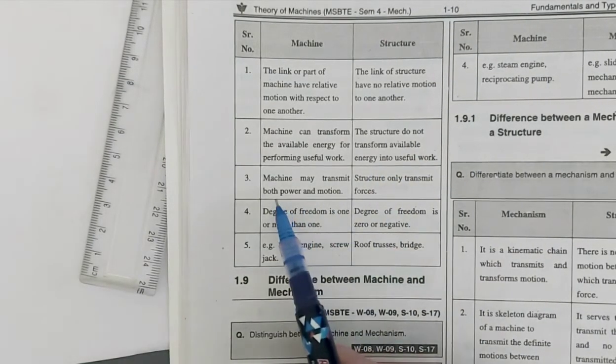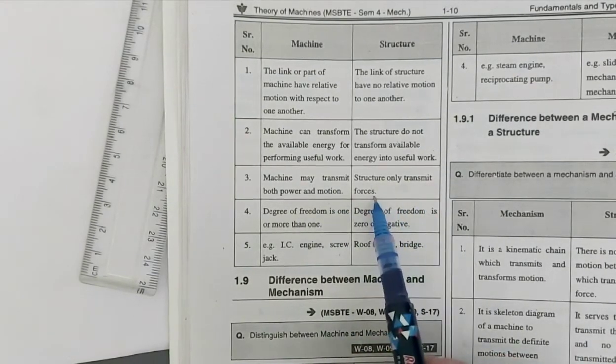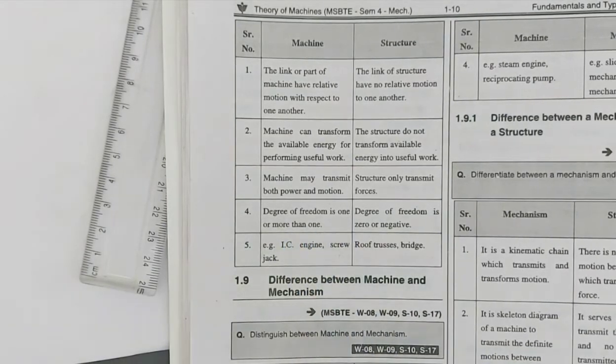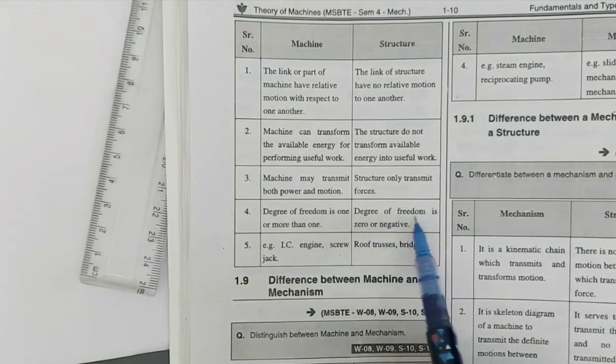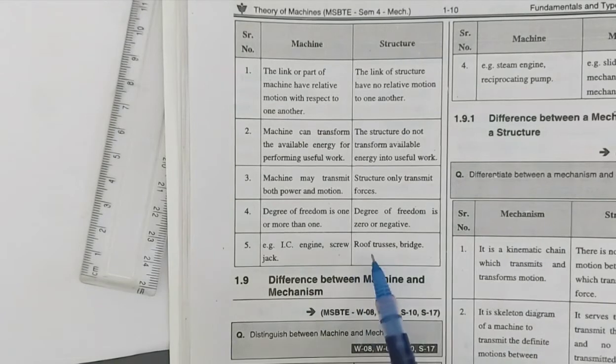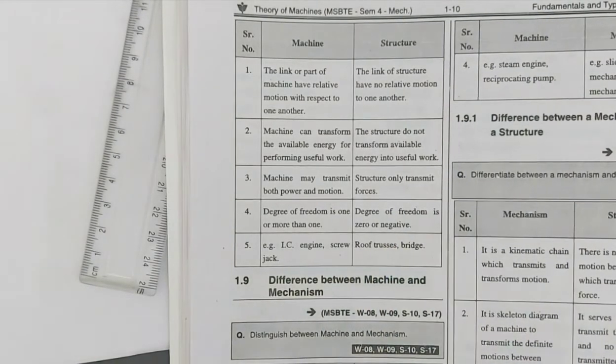A machine may transmit both power and motion. A structure only transmits forces. In a machine, the degree of freedom is one or more than one, and in a structure, the degree of freedom is 0 or negative. Examples of machines: IC engine, screw jack. Examples of structures: roof trusses and bridges.